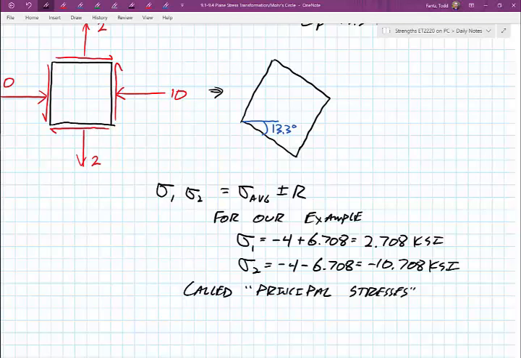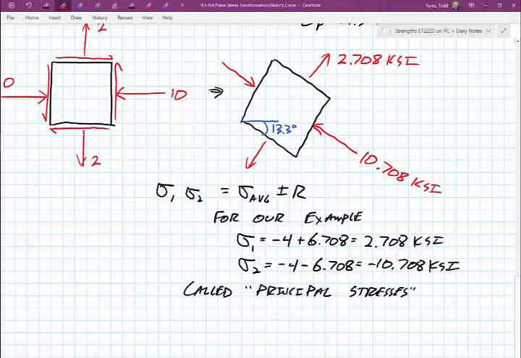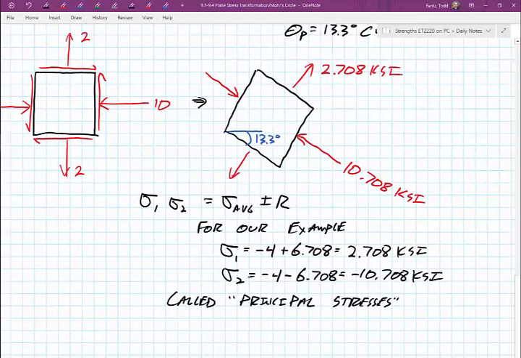So if I were to put these onto my element, in the direction isn't really important, I suppose, technically this would be my 10.708. Notice I'm not putting in the negative sign because instead I'm just showing the negative being in compression. And in the other direction I have 2.708. Of course, those are both KSI. So if I look at what's going on with that element, that's my worst case scenario as far as tension and compression. I started off with a tension.